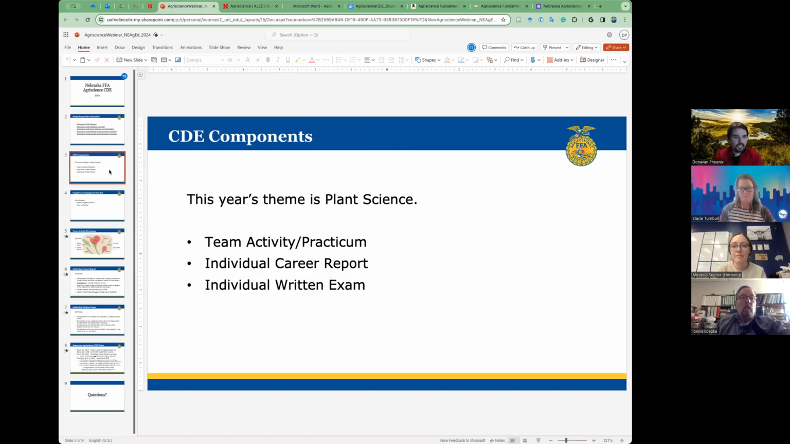So within the handbook, it outlines the schedule for all the different themes for every year, all the way through 2026. This year's theme is plant science. So the written exam and the practicum will focus heavily on plant science. The three main components of the Agriscience CDE are the team activity for the practicum, the individual career report, and then the individual written exam.